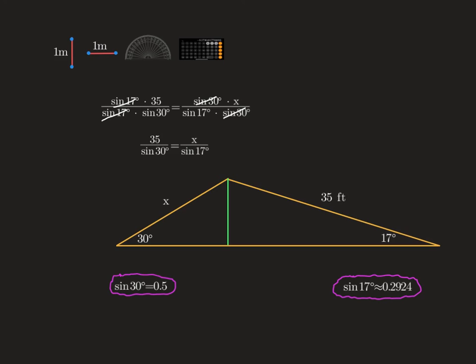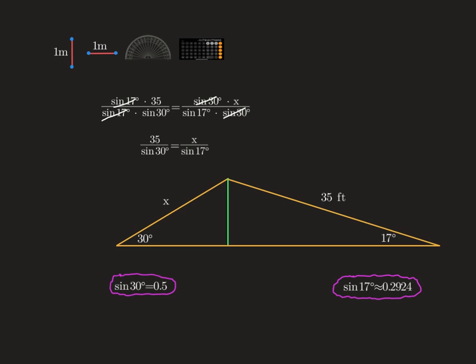Now the cool thing about this is that this 35 and 30 are actually opposite to each other. This 35 is the side that's opposite to the 30. And this x and the 17 degrees are opposite to each other as well. So it's an easier way to remember the same formula. This is called the sine law. If you take any side and you divide it by the sine of its opposite angle, it will be equal to any other side divided by the sine of its opposite angle.